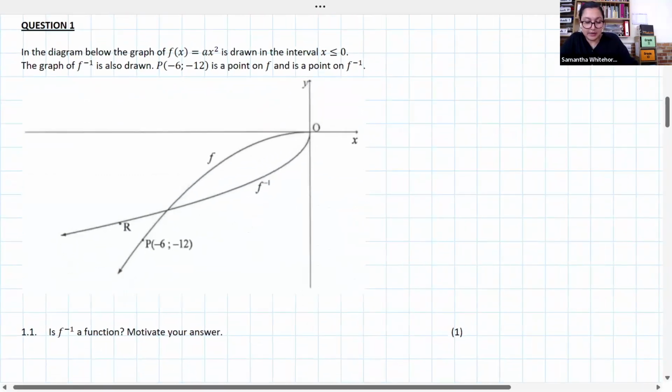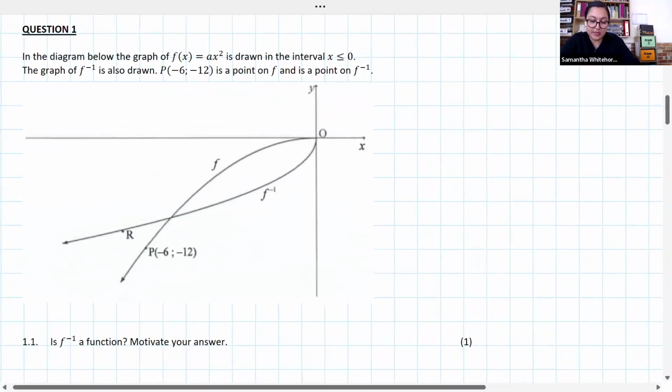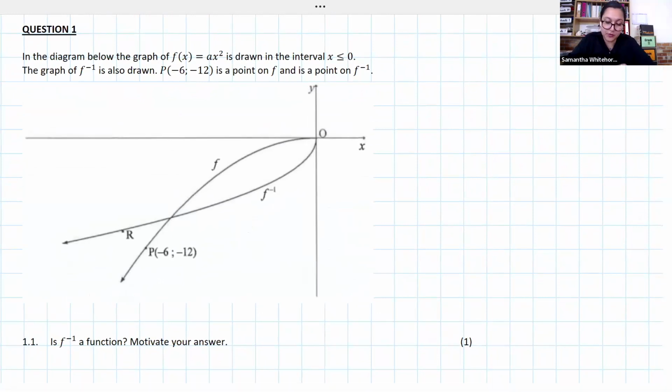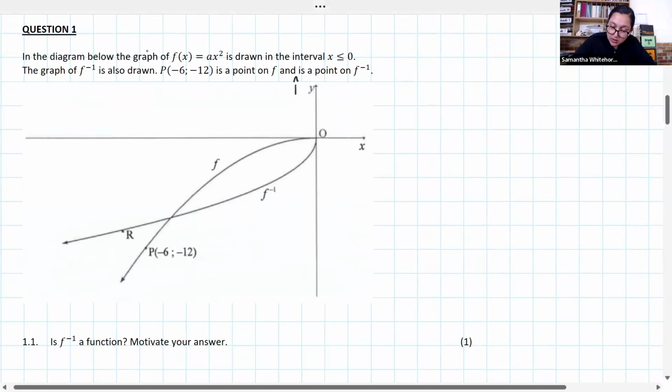Question 1 is saying, in the diagram below, the graph of f of x is equal to ax squared is drawn in the interval x less than or equal to 0. The graph of f to the negative 1 is also drawn. P(-6; -12) is a point on f, and R is a point on f to the negative 1. So that's our information.